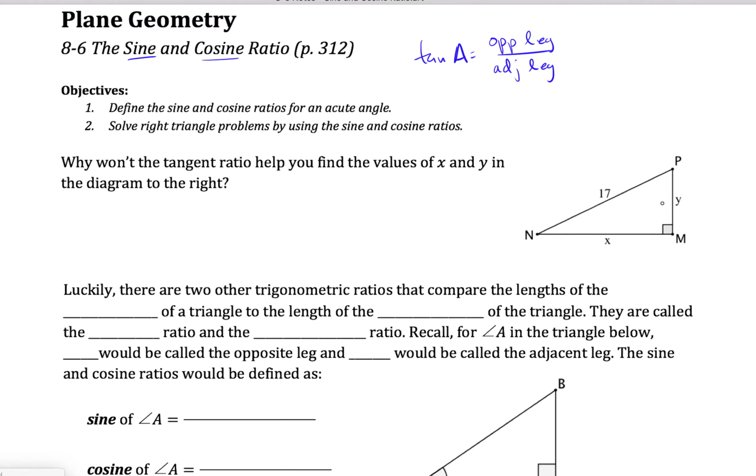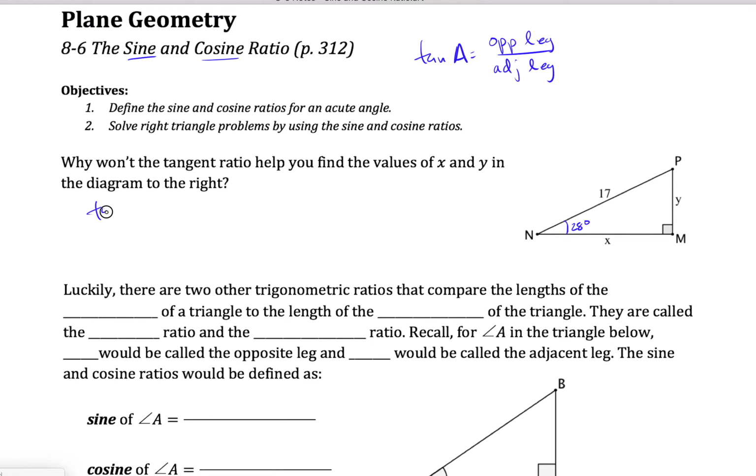So first of all, I have a diagram here, and the question I want you to think about is, why won't the tangent ratio help if you want to find the values of x and y in this diagram? And let's just assume that since I didn't give you a measure, let's look at angle n, and let's say that angle n is a 28-degree angle. So why would we not be able to find the values of x and y in this?